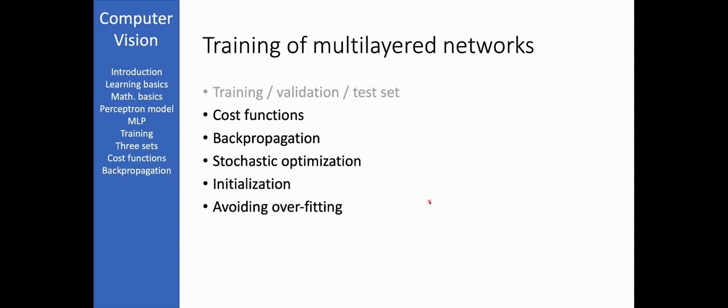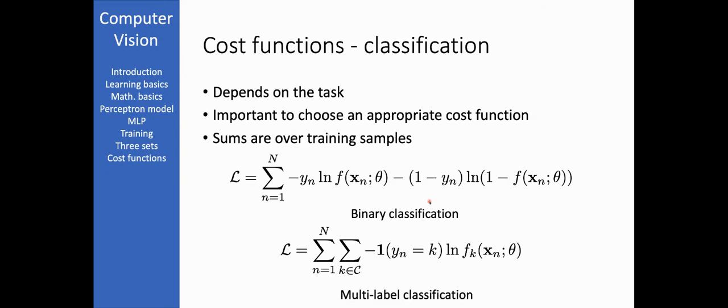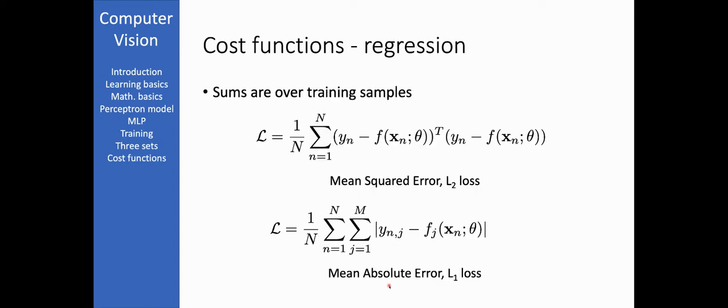Next, we will briefly talk again about the cost functions. We've seen them before, but we said that the cost functions are quite important and it really depends on the task. It's extremely important to choose an appropriate cost function. Usually it sums over all the training samples, assuming that the training samples are independent. We've already seen the binary classification cost function, the cross-entropy, and for multi-label classification, the multi-label cross-entropy. When we're solving regression tasks, we can use the L2 loss or the L1 loss, and we can minimize each of them.